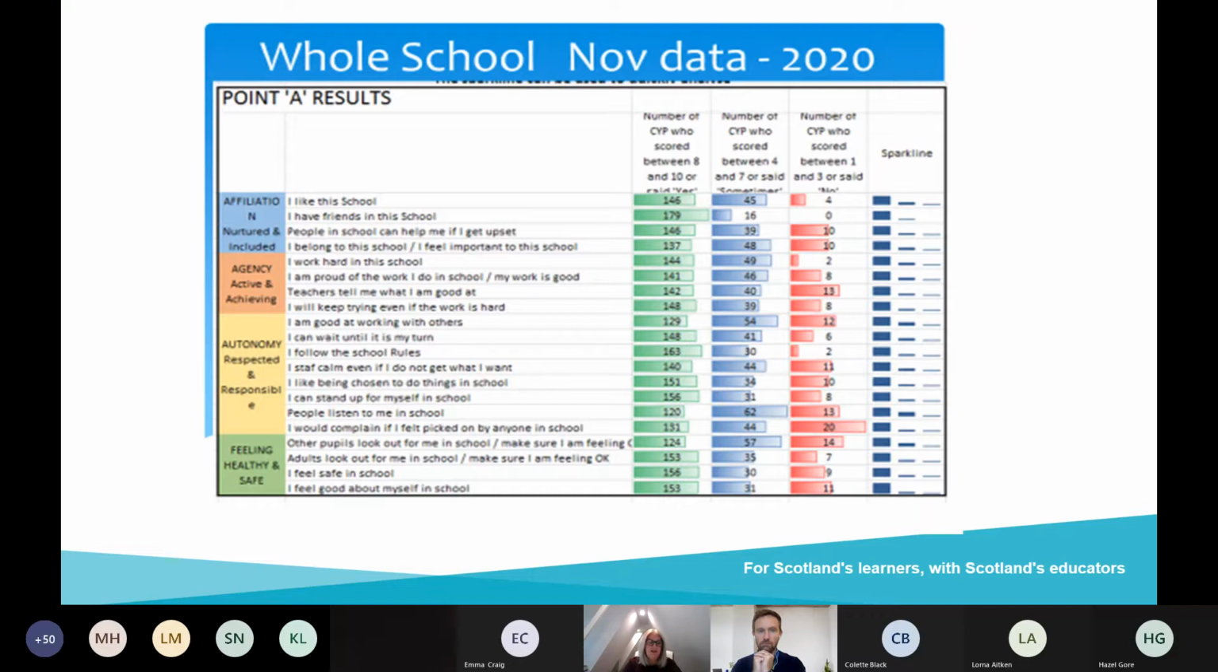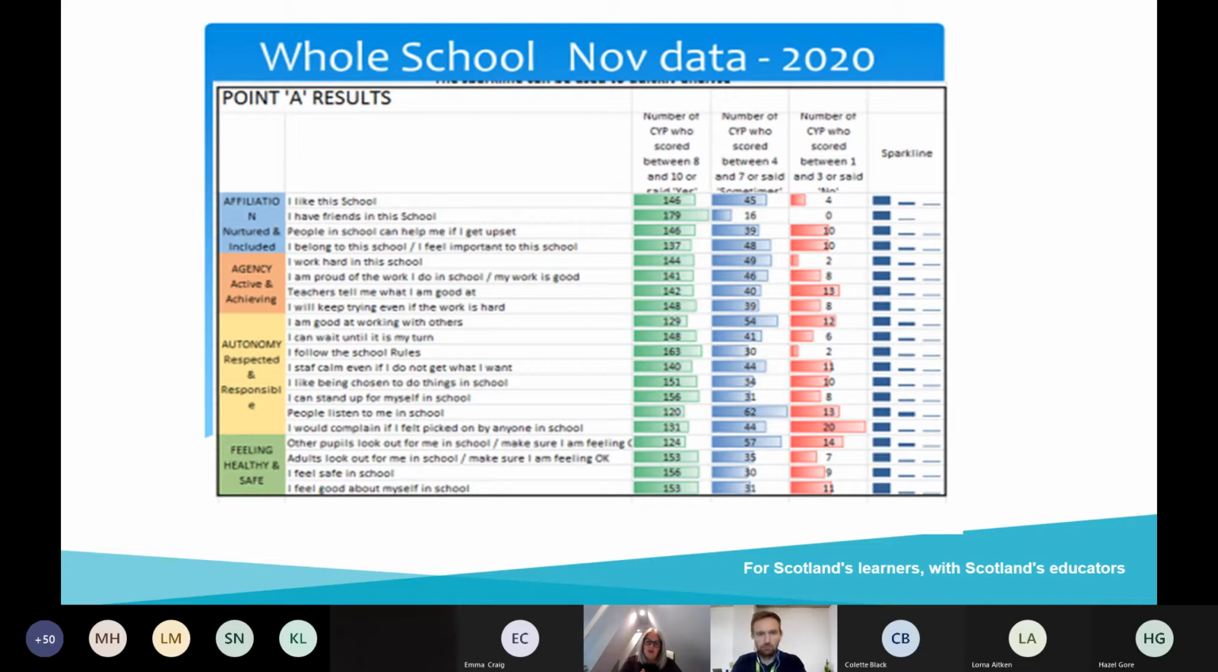Now we have used this data during our tracking meetings, our professional dialogue meetings, with every class within the primary school from primary 1 to 7. We have shared this data on the large screen, and then we have really opened up a really rich dialogue with the children and with the staff to look to see where are our successes here and where are the areas that we really would like to focus on.